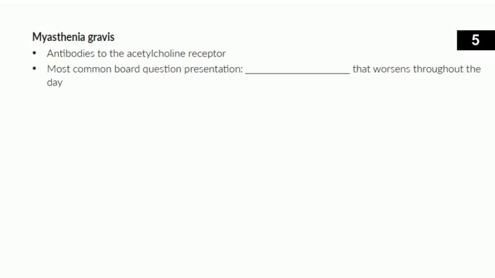Now, on tests, you'll often see a question that describes a patient with worsening ptosis and diplopia that worsens throughout the day. Now, you can diagnose this with that Tensilon test, that edrophonium test, which we went over. Again, that's just the brand name for edrophonium. Now, this test can be very dramatic. If you ever get a chance to see it, it's really, really cool.